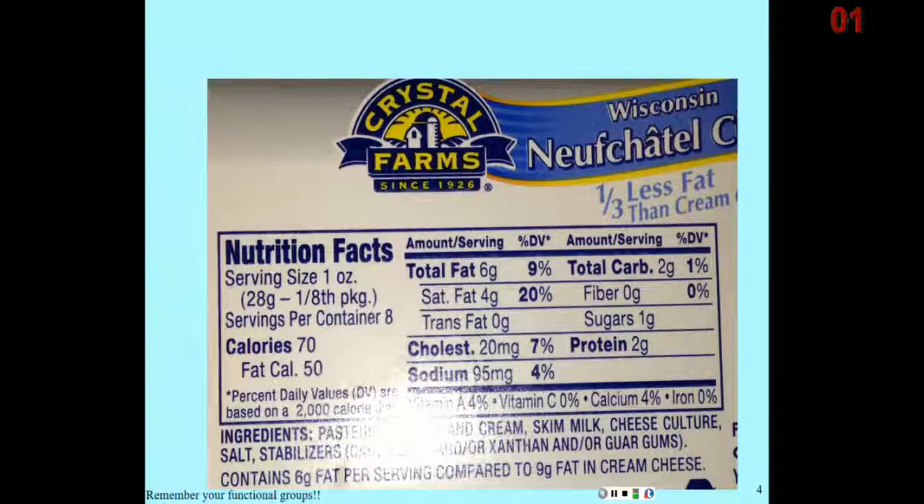So here's another one. Alkenes, my apologies. This is Neufchâtel, except I can't pronounce it. It's the less low-fat cream cheese, and it has fats in it too, saturated fats and trans fats, things to notice that we'll discuss in more detail later. But what does that have to do with alkenes?